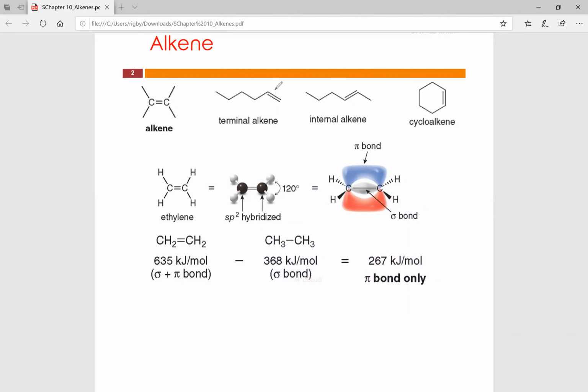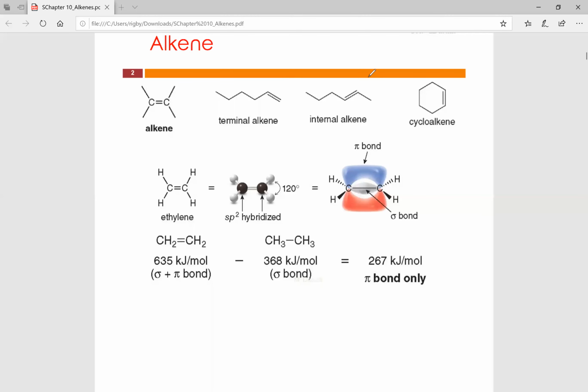A terminal alkene is exactly how it sounds. The double bond is at the very end of our carbon chain. And an internal alkene is when it's not at the end of the carbon chain. And a cycloalkene is when the double bond is part of a cycle. All these names are pretty self-explanatory. I just want to gloss over them very quickly in case you've heard of them and nobody's ever explained to you what they are before.